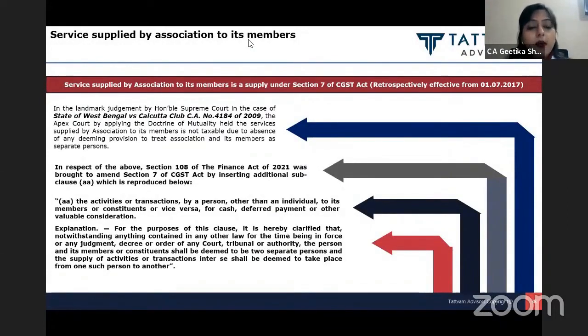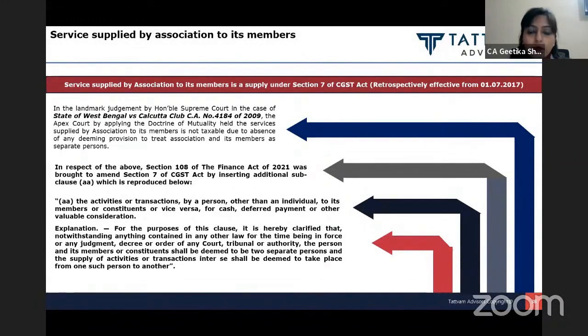Now, this is another very important amendment, relating to the supplies being made between associations and their members. A very landmark judgment of Calcutta Club was issued by the Supreme Court in this case, wherein the doctrine of mutuality was brought in, and it was held that the members and the associations are one and the same thing. You cannot disintegrate them and start treating them as different persons.